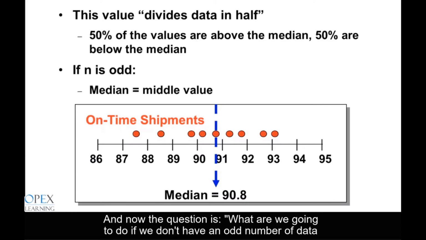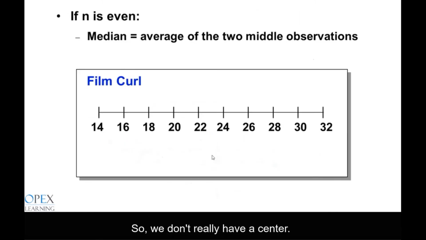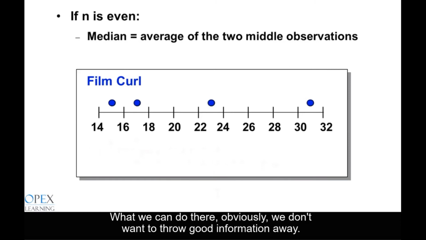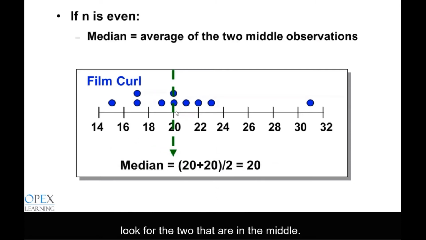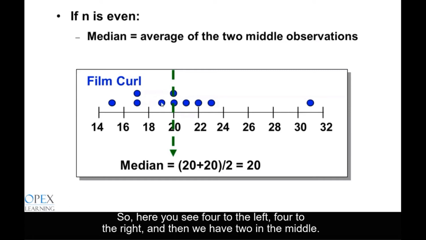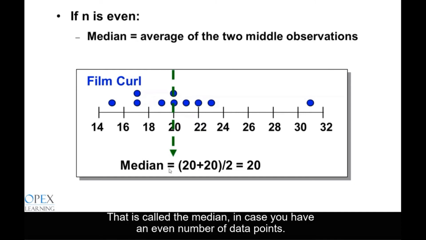Now the question is, what are we going to do if we don't have an odd number of data points? So we don't really have a center. Obviously we don't want to throw good information away. What we're going to do is our dot plot again, and then look for the two that are in the middle. Here you see 4 to the left, 4 to the right, and then 2 in the middle. Then we take the average of those two in the middle. That is called the median in the case you have an even number of data points.